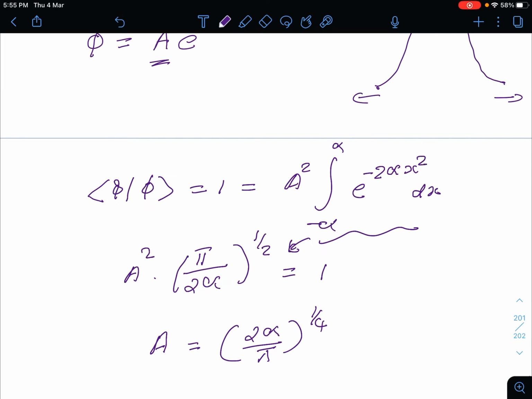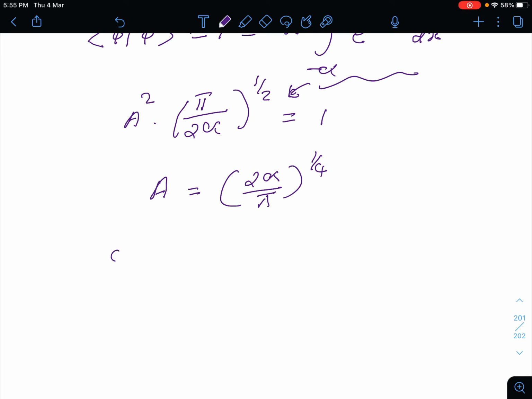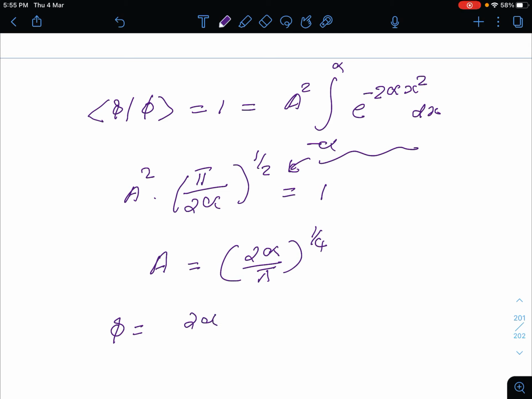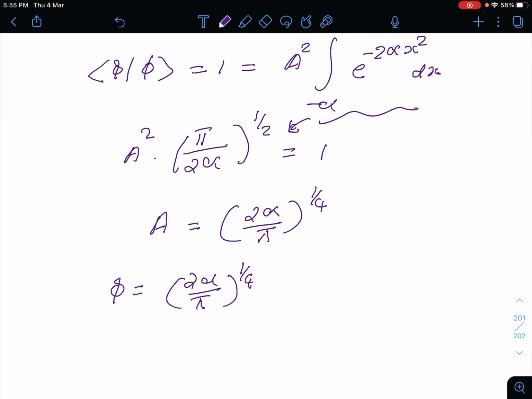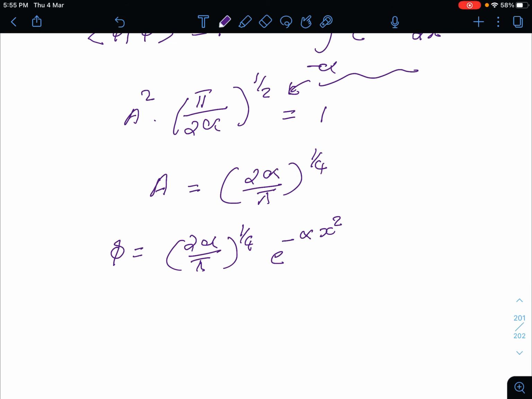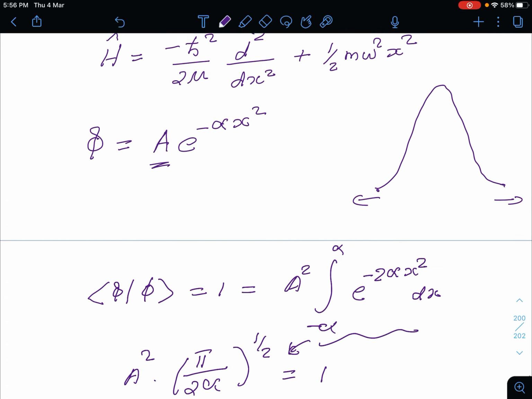So now the wave function phi becomes phi is equal to 2 alpha by pi, all raised to 1 by 4, e raised to minus alpha x square. So this is the normalized trial wave function, which we will be using here. Clear? Okay. Good.